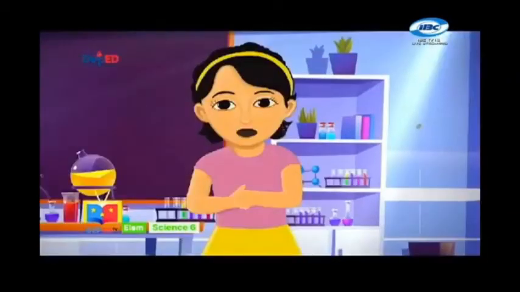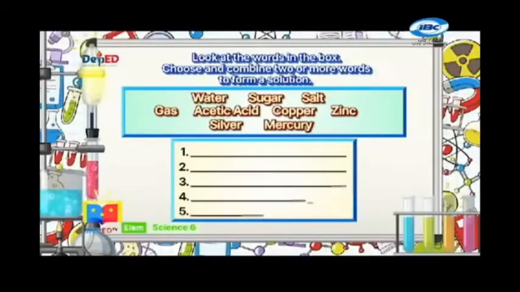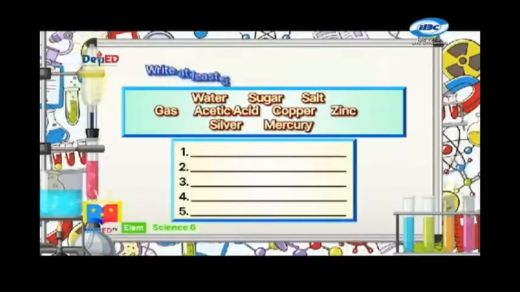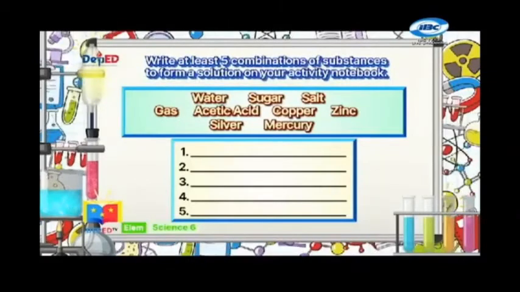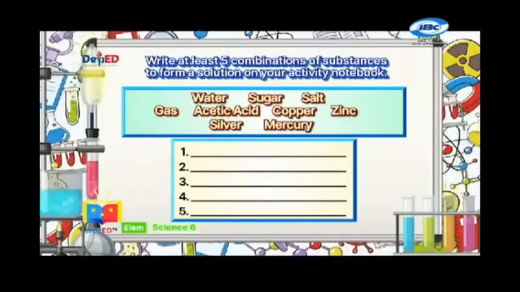I have here an assignment about the characteristics and uses of solutions. Can you help me again? Can we help Sissy again? Great! Look at the words in the box. Choose and combine 2 or more words to form a solution. Write at least 5 combinations of substances to form a solution on your activity notebook.